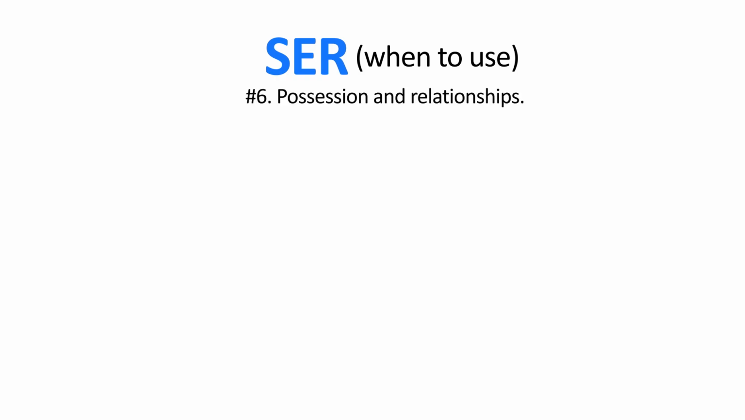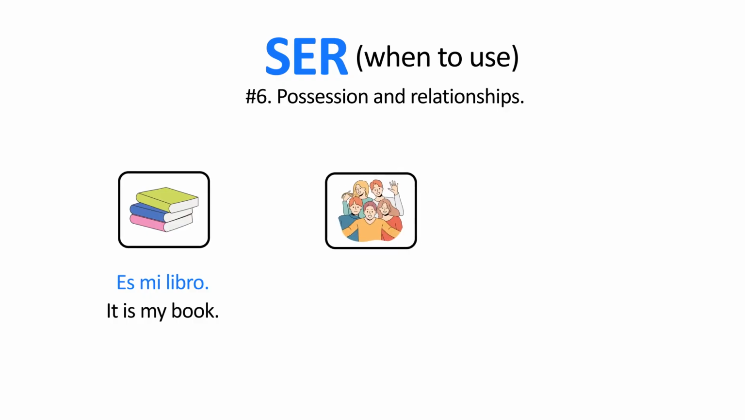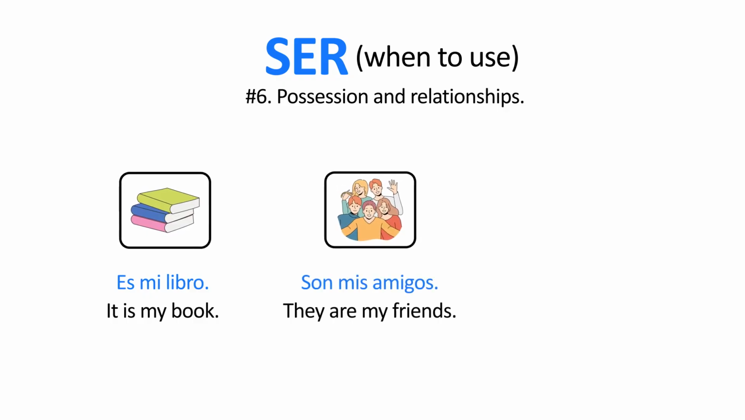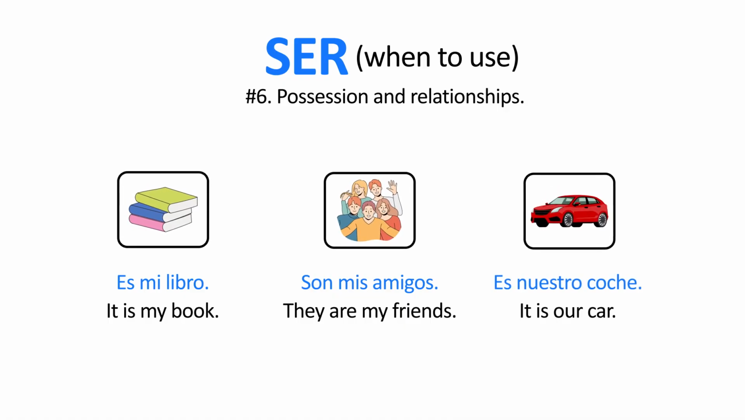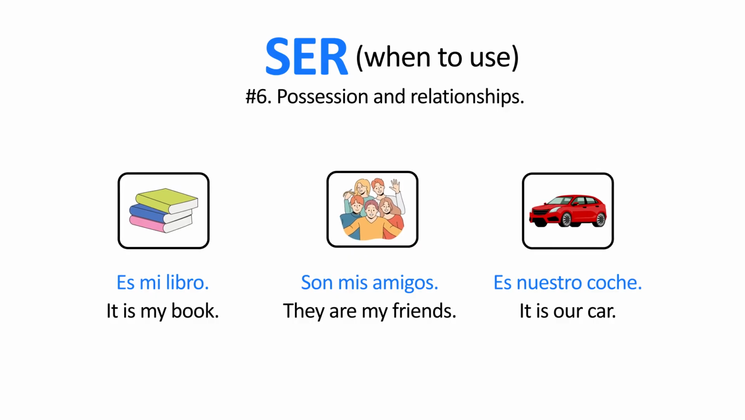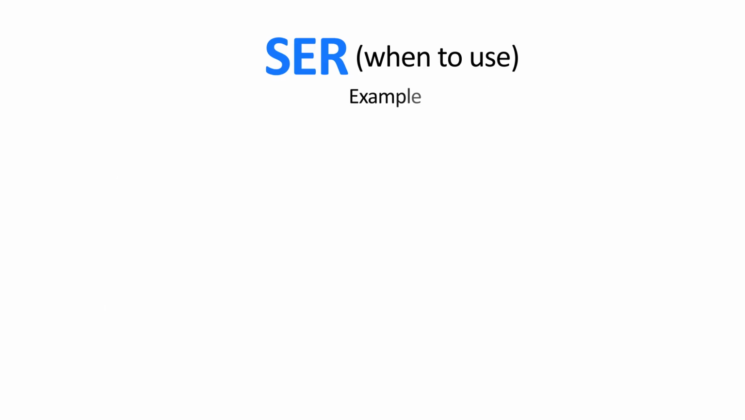Sixth category, possession and relationships. Es mi libro. It is my book. You're stating ownership. Son mis amigos. They are my friends. You're stating a relationship. Es nuestro coche, pronounced coche. It is our car. When you say something belongs to someone or relates to someone, you're defining what it is in relation to that person. That uses ser.